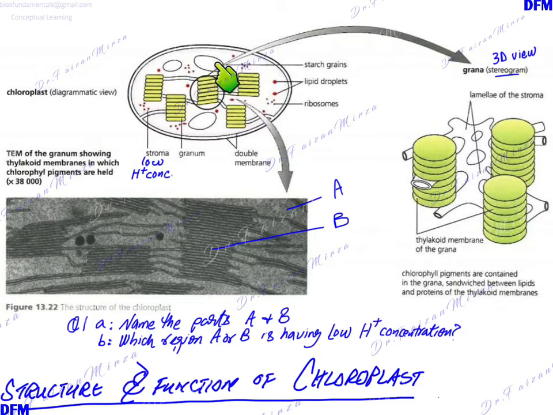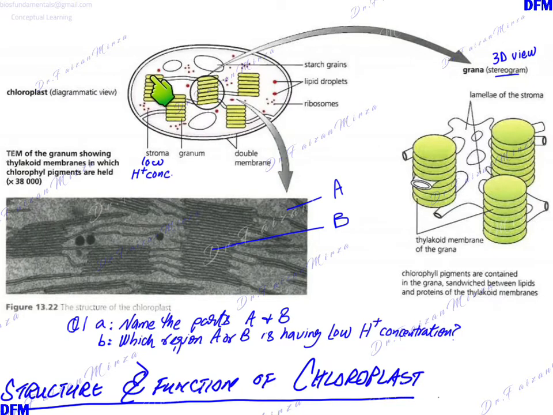The starch and lipid droplets came from sugars getting converted into these compounds because the chloroplast wanted to store them for a long time. What are these stacks? These stacks are called grana, or granum. These stacks are made up of individual membrane enclosed compartments.